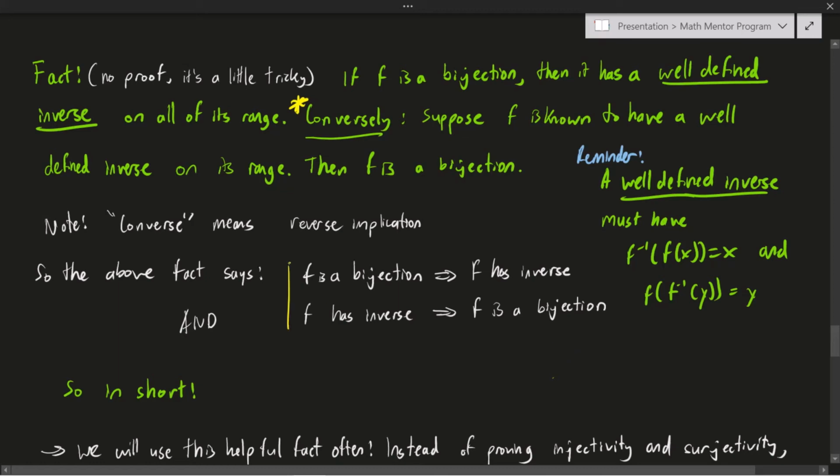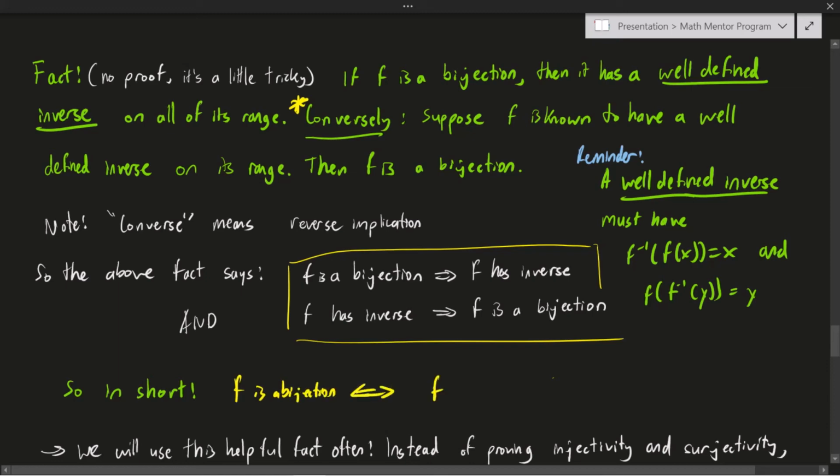And over here, I've outlined the logic of the previous statement using some of the logical symbols that we've become acquainted with. And basically, if you read this and understood what we did last time, you should come to the conclusion that f is a bijection if and only if f has a well-defined inverse.